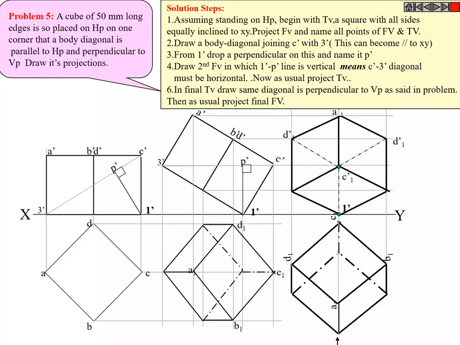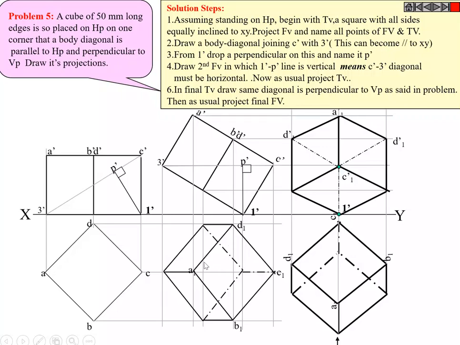Further, the second position is important. The cube is placed on HP on one of its corners so that a body diagonal is parallel to HP, meaning 3 dash, 3 dash must be parallel to the XY line. Here 1 dash, P dash, C dash will be at 0 degrees. Construct the shape so that 1 dash is resting on the XY line. After constructing that, draw the projection lines, the horizontal and vertical projection lines where they all coincide.